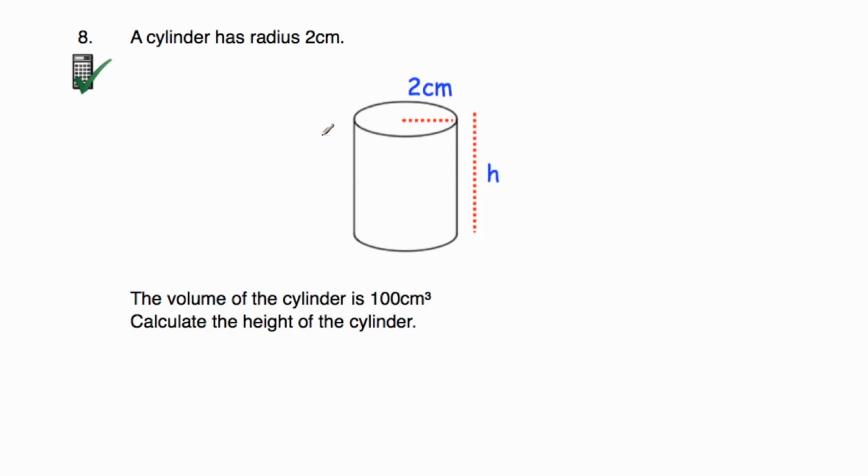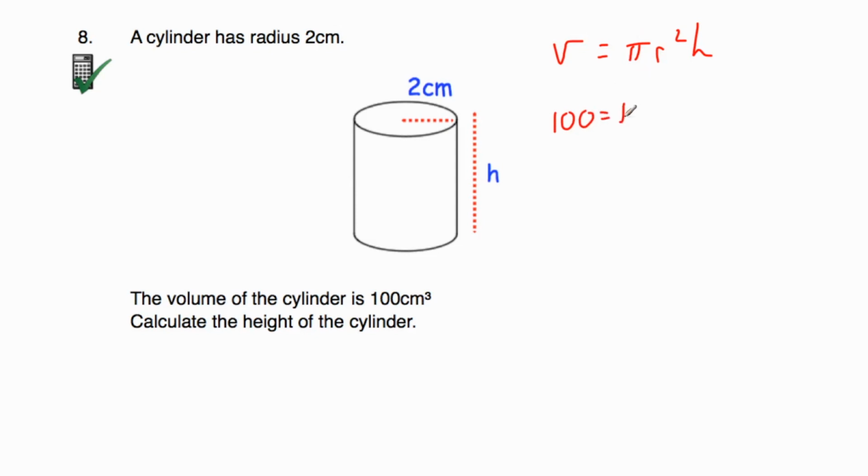So another approach to this question is to just substitute the values into the formula and to solve the equation. So the volume of the cylinder is equal to pi r squared h. So in other words, pi times the radius squared times the height would be equal to the volume. Now we know what the volume is. The volume is equal to 100. So instead of writing V, I'm going to write 100.